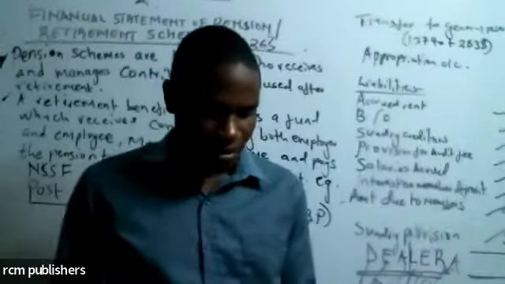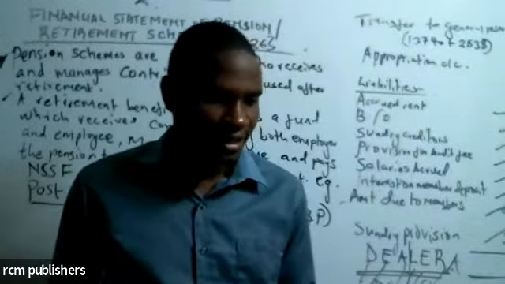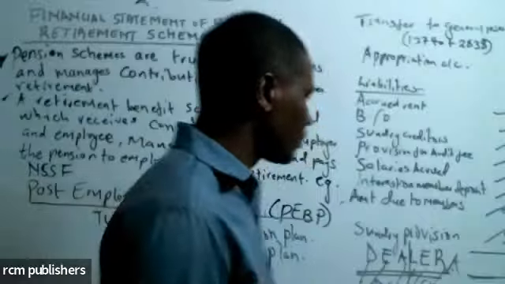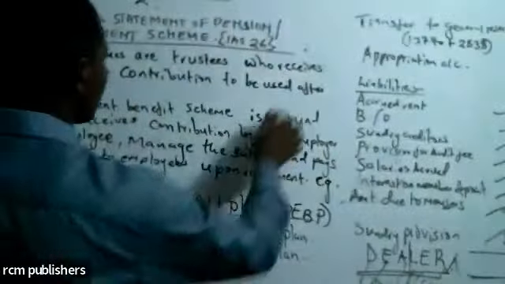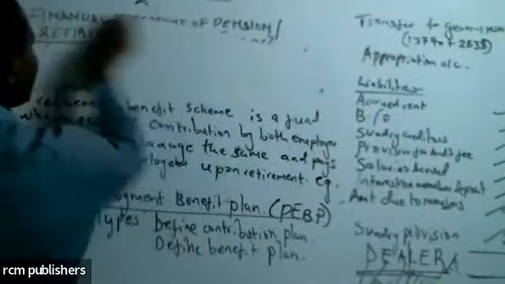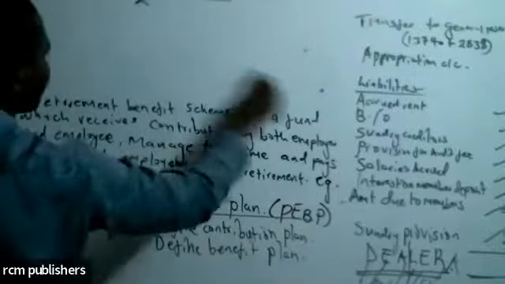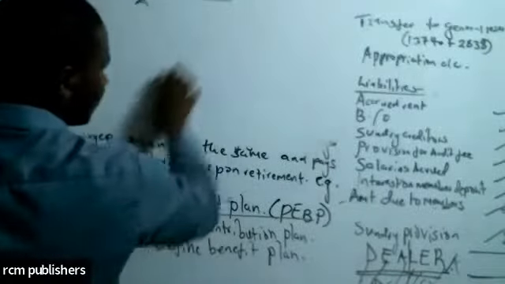The first one is the statement of changes in net assets. They prepare two statements. One, statement of changes in net assets.